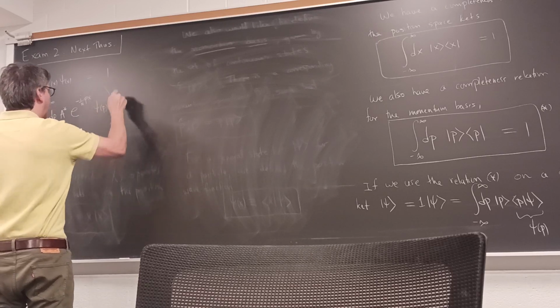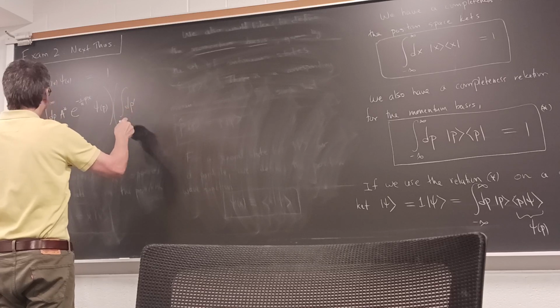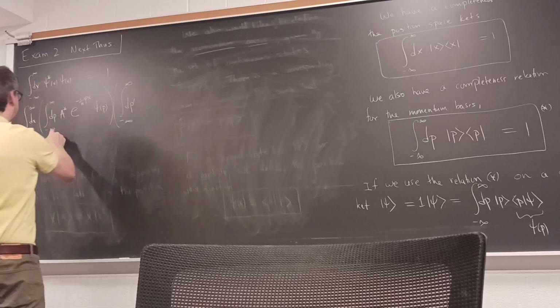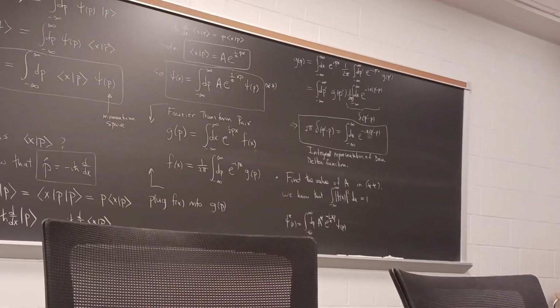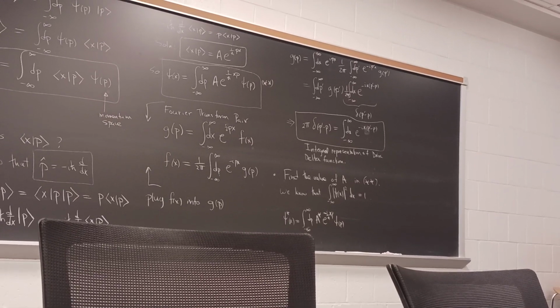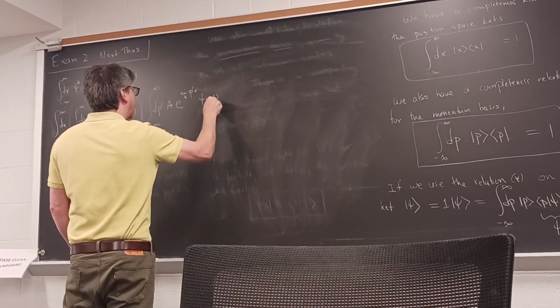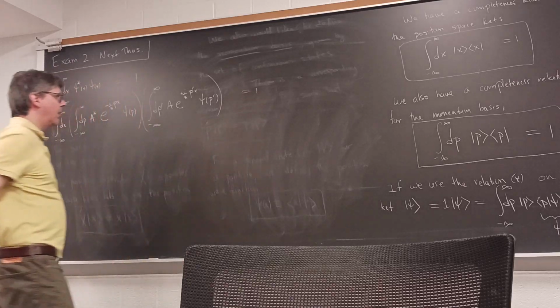Okay, that's one of those integrals, and then the other one is we have to do it over another integration variable. So if this is psi prime, this will be psi. This will be e to the plus i over h bar p prime x psi of p prime. Okay, and all of this has to equal 1.